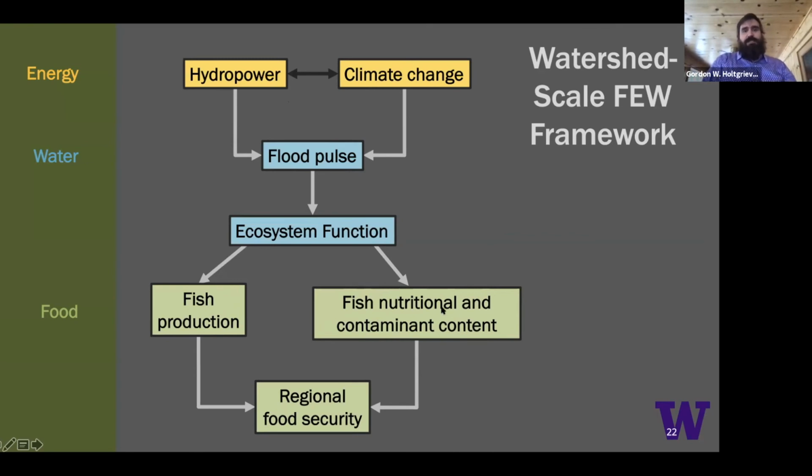And this recognizes that these fish are eating different things, and because you are what you eat, you have different nutritional content. And both of these things should be related to the flood pulse. And that's ultimately going to determine what is available to people in terms of food resources in this region.